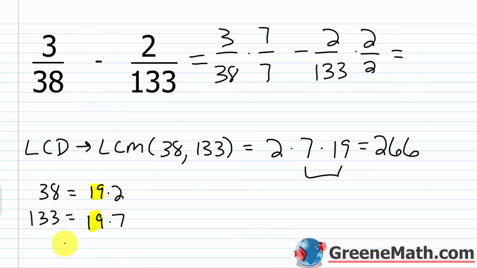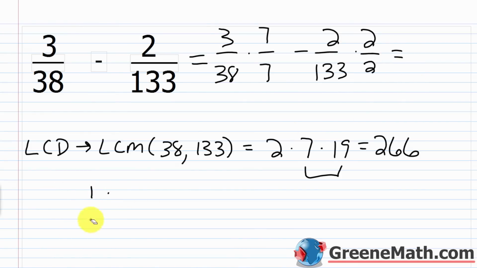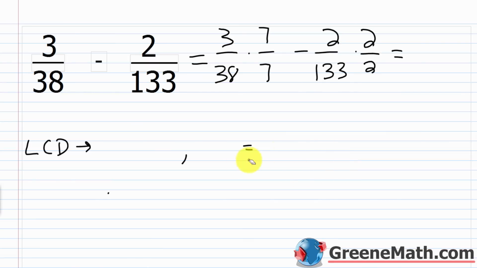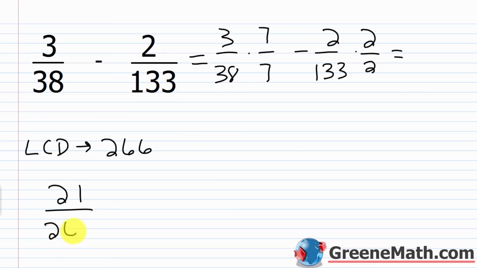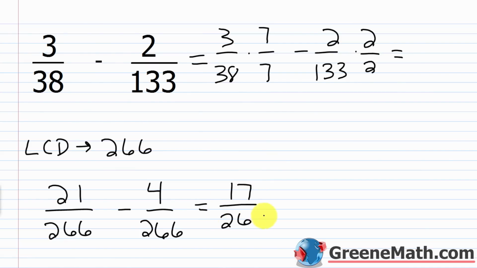So again, let's continue this down here. And I'm going to just erase this and put 266 here. And we'll multiply. 3 times 7 is 21 over, again, a denominator of 266. Then minus 2 times 2 is 4 over a denominator of 266. So 21 minus 4 is 17. And this is over 266.